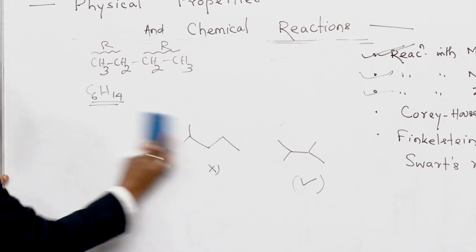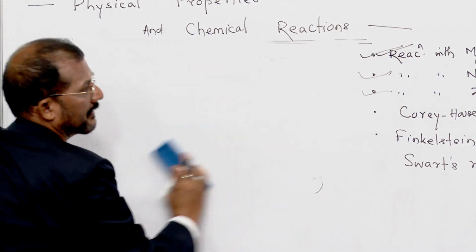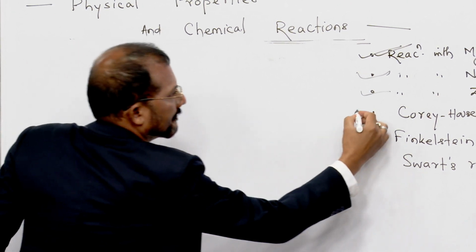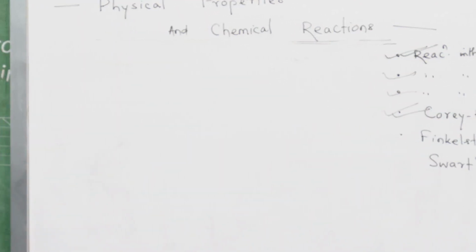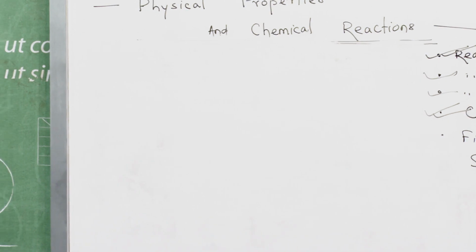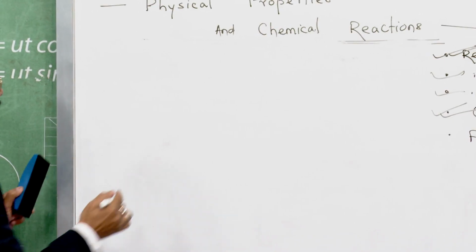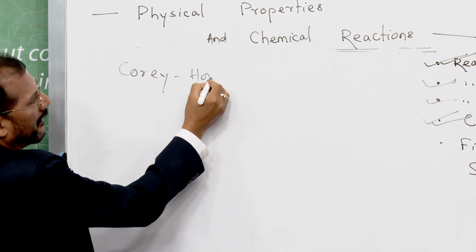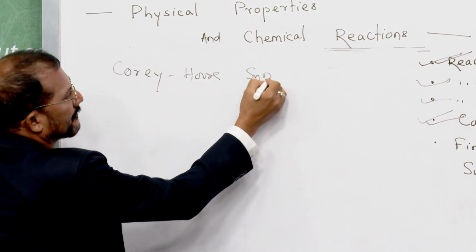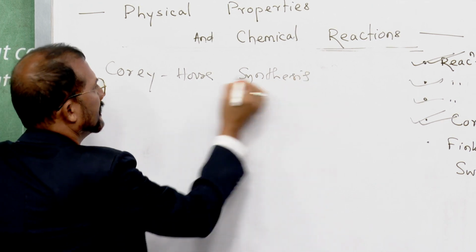So, for that purpose, what is done then? For that purpose, we carry out this reaction. This is also a reaction of the same alkyl halide. That is what? Corey-House synthesis. What is a Corey-House synthesis? This is Corey-House synthesis.